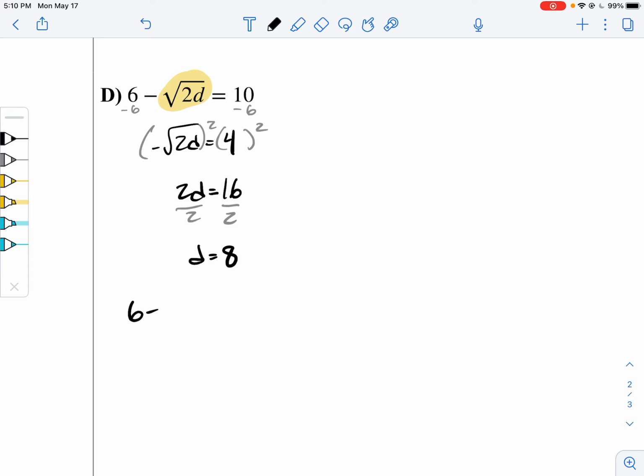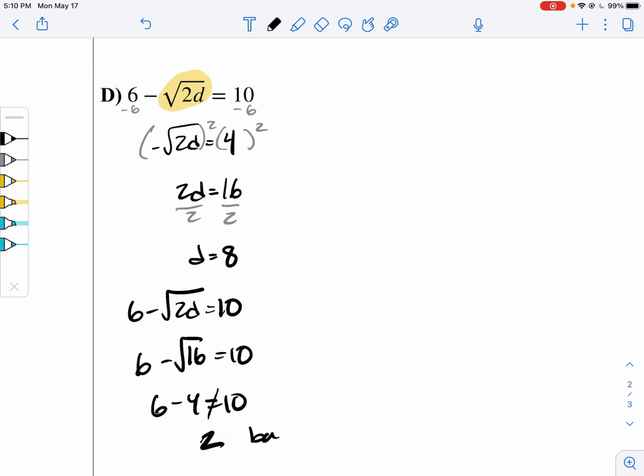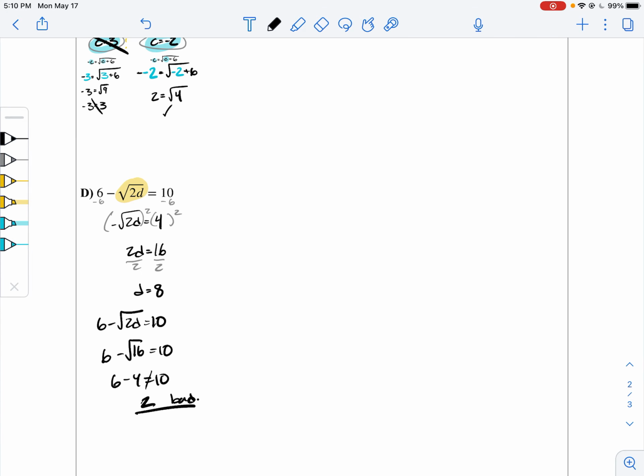So let's do that. 6 minus the square root of 2d equals 10. 6 minus the square root of 16 equals 10. 6 minus 4 is not equal to 10. It's equal to 2. So that is too bad. Not a solution. So this has no solution.